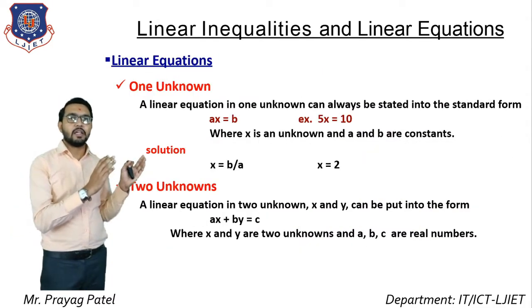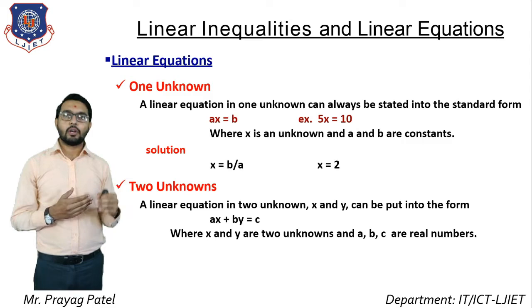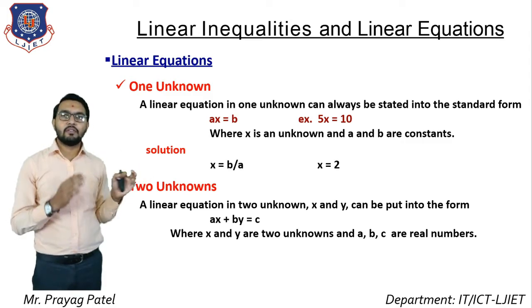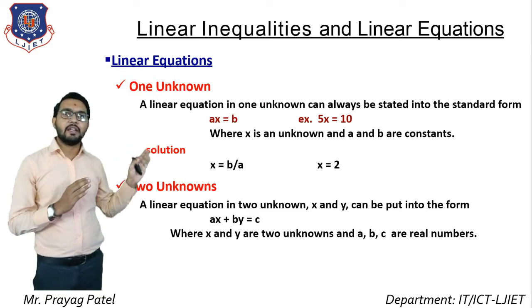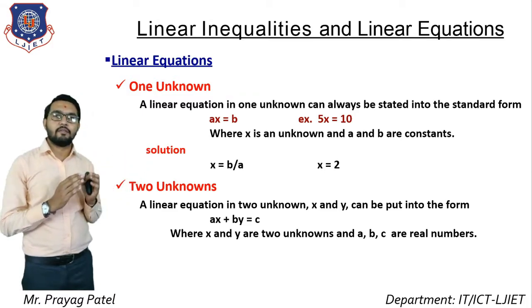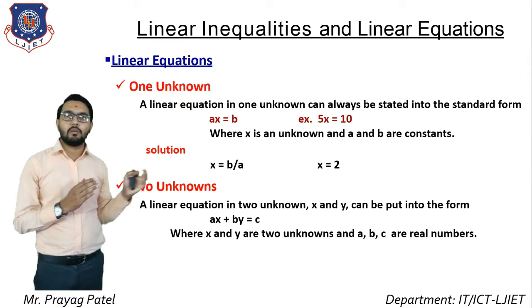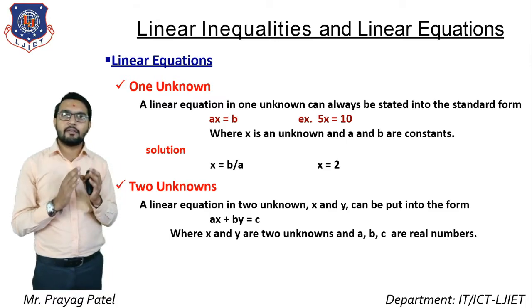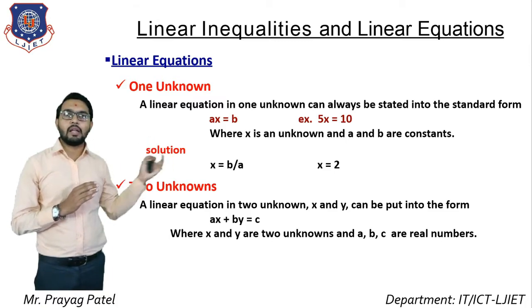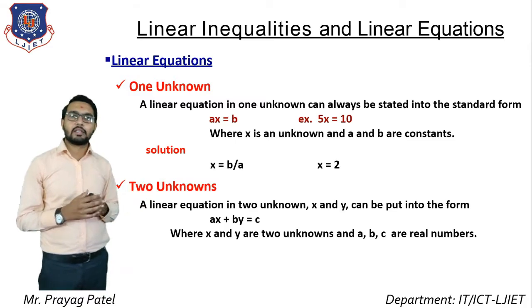Now the next topic is linear equation. In linear inequality the relation is less than, greater than, less than or equal to, or greater than or equal to, but in a linear equation we simply write the equal to symbol. First consider the one unknown type. A linear equation in one unknown can always be stated in the form ax equals b, where a and b are constants and x is the variable. For example, 5x equals 10, then x equals 2. We can simply say that x equals b divided by a, so x equals 2.